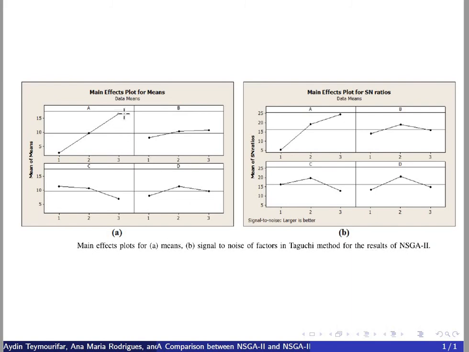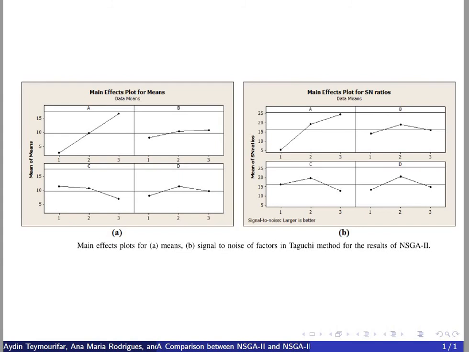For example, the best case for factor A is here, which is according to the high level of A, and also in figure B, the best level for factor A is according to the high level of this factor. Also, according to factor D, the best level is obtained according to the medium level of factor D.